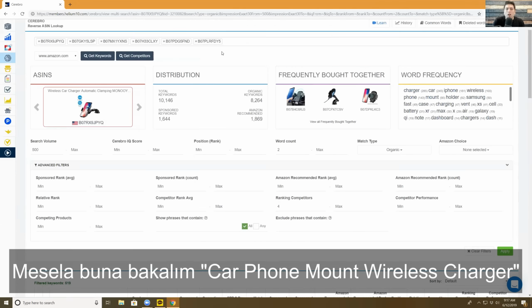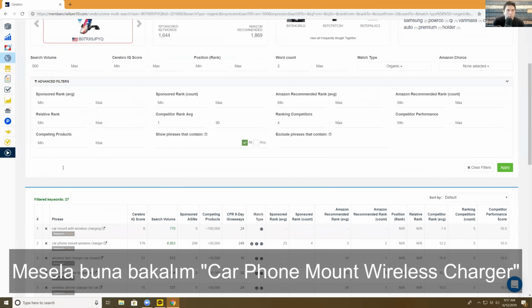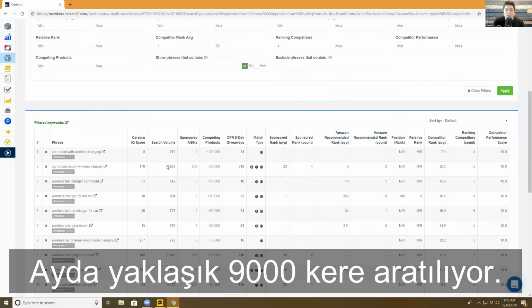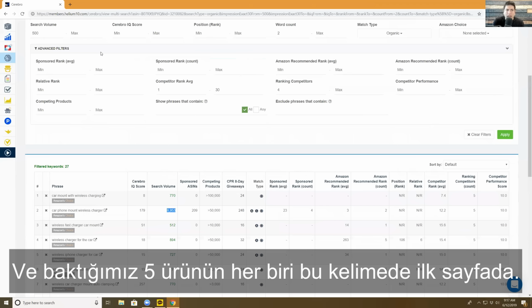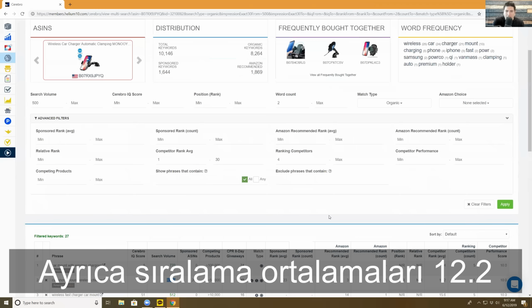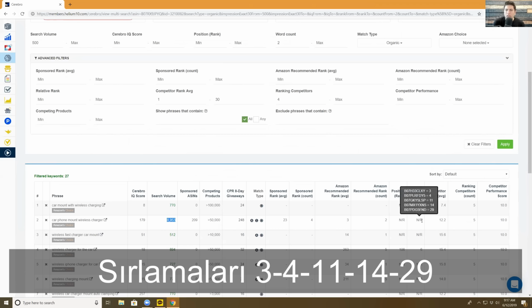Now we take a look at, for example, this one. Car phone mount wireless charger. It is searched for an average estimated 9,000 times per month. And there are 5 ranking competitors. What does that mean? That means every single one of these is ranking for it, okay? And their competitor rank average is 12.2. Why is it 12.2? Here, you can see.